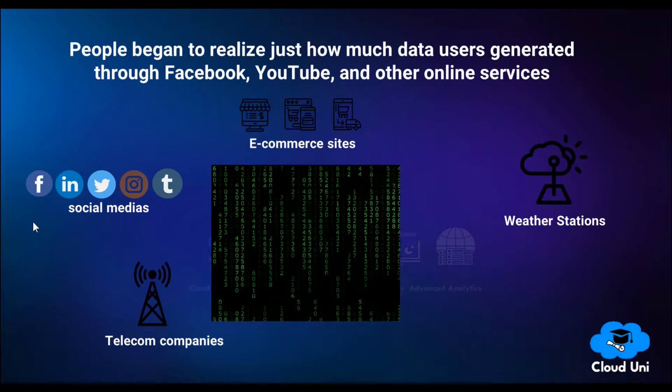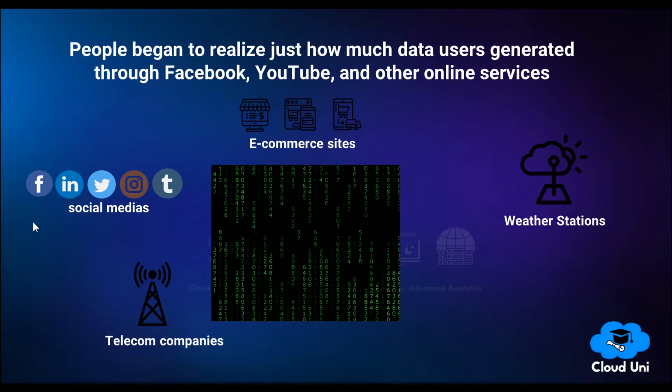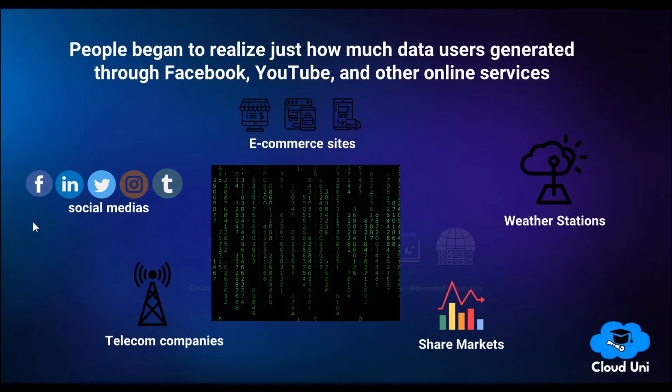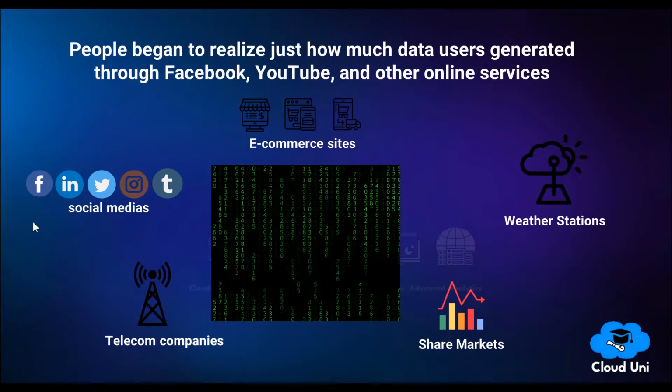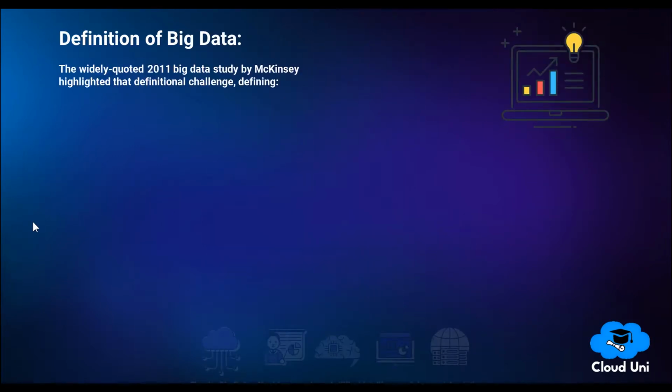Telecom companies like Telstra, Vodafone, OneTel, and Optus study user trends and accordingly publish their plans, and for this they store the data of millions of users. Share markets and stock exchanges across the world generate a huge amount of data through daily transactions. With such large data sets arriving every day from social media, e-commerce sites, weather stations, telecommunications and share markets, traditional database systems are unable to process them.